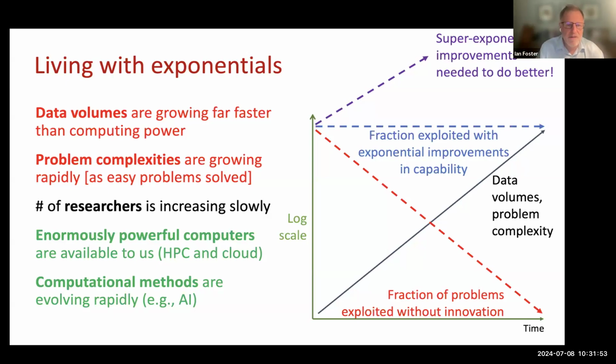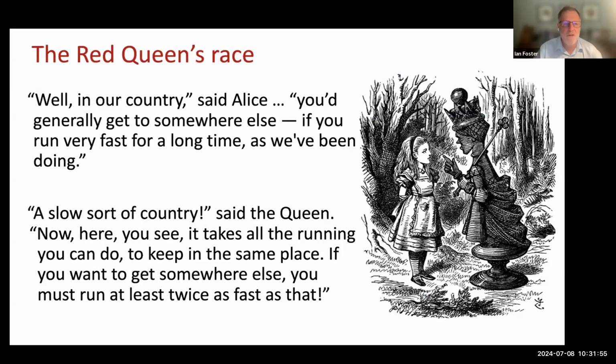And someone else wrote about this, Lewis Carroll, in the Red Queen's race. As Alice said, if we run very fast for a long time, we'll probably get somewhere. And the Queen says, well, that's just going to keep you in the same place. If you want to get somewhere else, you've got to run at least twice as fast as that. Okay, so that's why we might be interested in AI methods.